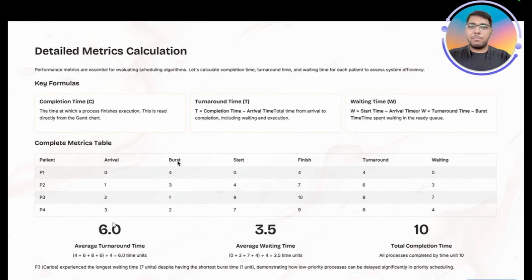Here is the arrival time, burst time, start time, and finish time. Finish time is basically the completion time, and this is the turnaround time, which has the formula completion time minus arrival time. And then we have waiting time, which is equal to turnaround time minus burst time. We calculate the average turnaround time, which is 6 seconds, the average waiting time, which is 3.5 seconds, and the total completion time, which is 10 seconds.